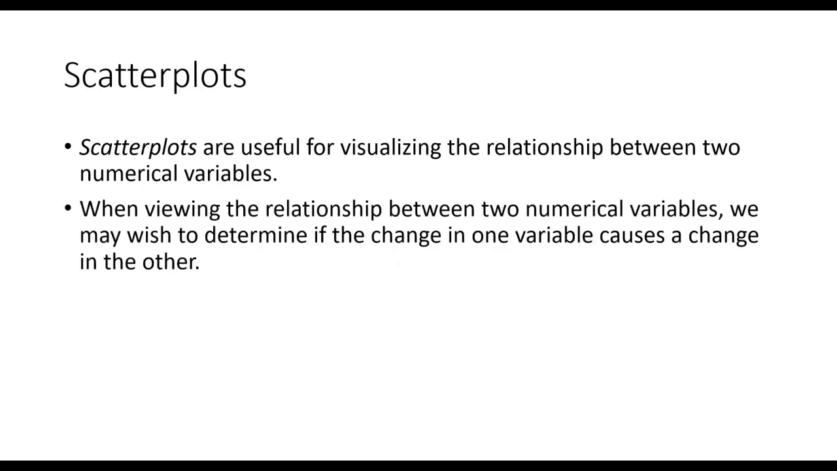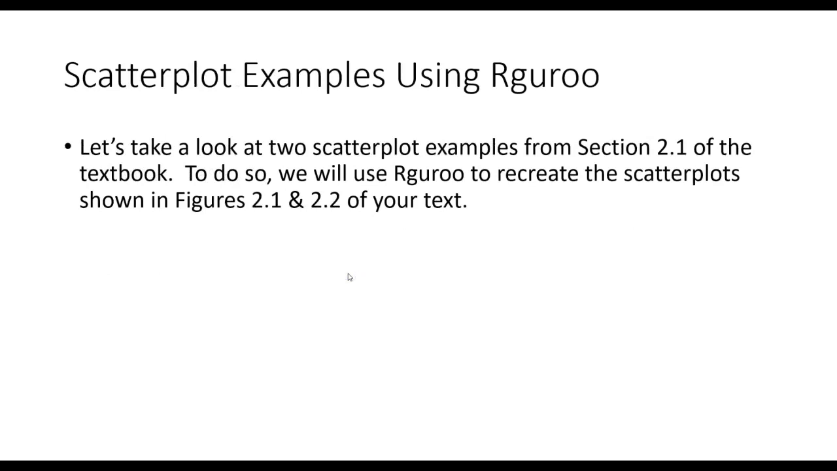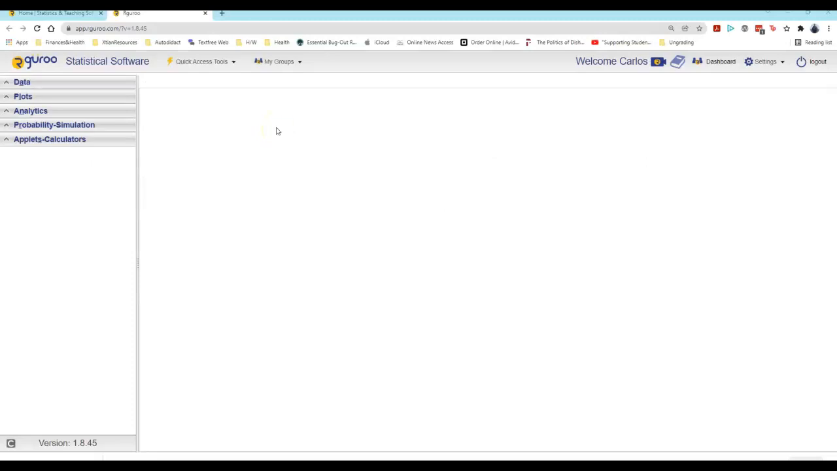When viewing the relationship between two numerical variables, we may wish to determine if the change in one variable causes a change in the other. Let's take a look at two scatterplot examples from section 2.1 of the textbook. To do so, we will use our guru to recreate the scatterplots shown in figures 2.1 and 2.2 of your textbook. So within our guru, we start by going to get the data for the Lone 50 and county data sets that are discussed in the textbook.